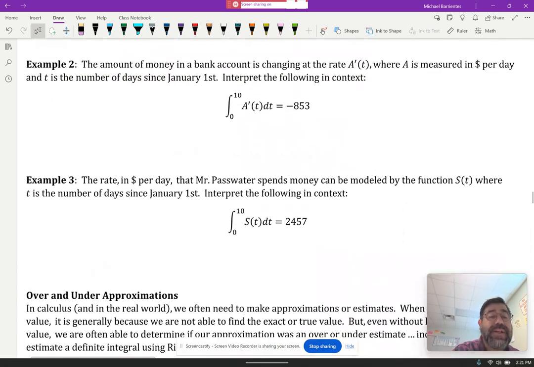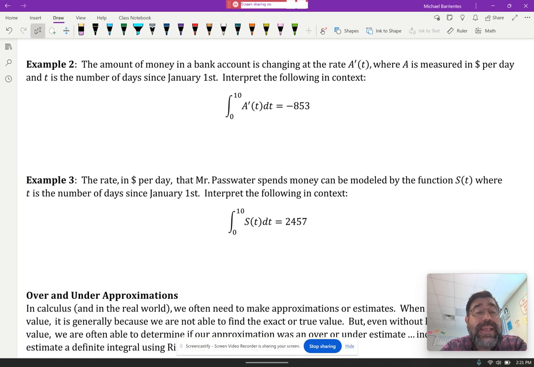And so as we look at these two examples, I just want to point out that the context is important. So always read and think about what it is that they're talking about. And then the second part is use that idea to interpret what the statement should be.